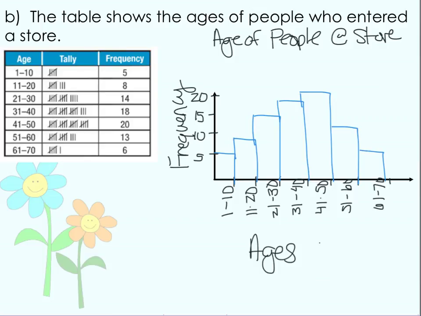But notice that my bars are all about the same width. Towards the end, they got a little bit fatter, but it's okay. I would count something like this. And again, notice that my bars are touching. And notice again, I have a title. I labeled my X and Y axes. All of those are things that need to be included.